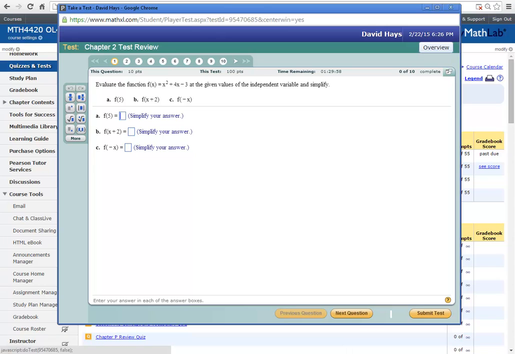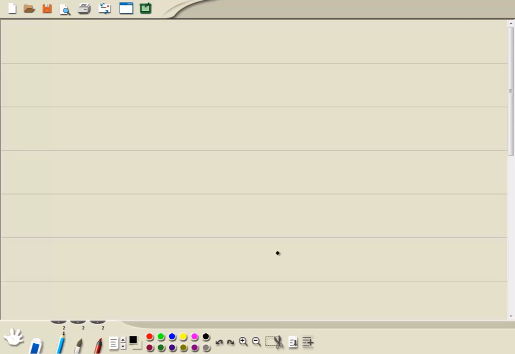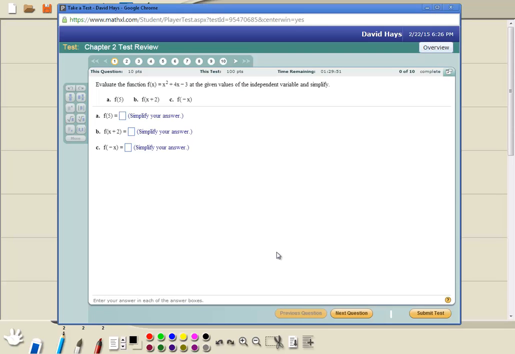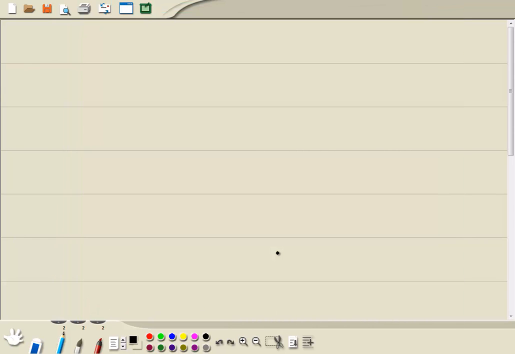Okay, let me get my tablet up and running here. There we go. It says evaluate the function f of x. Let's just get my pen to work. Let me try the other pen. There we go.